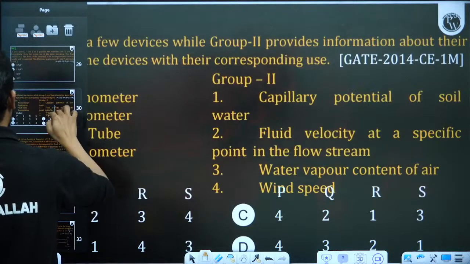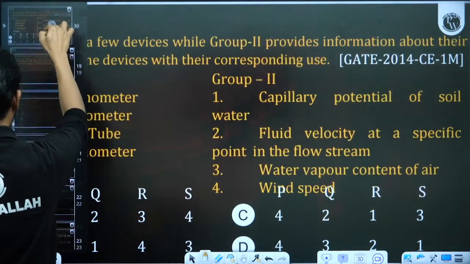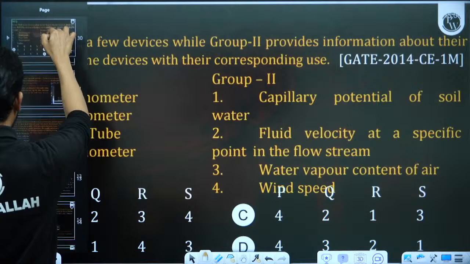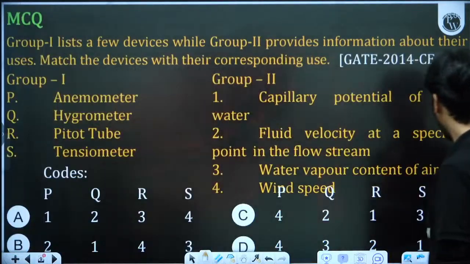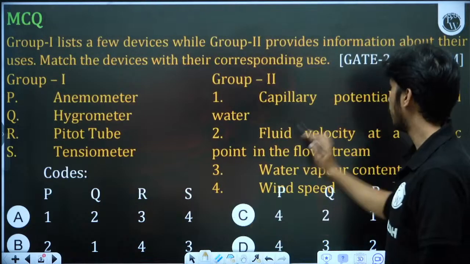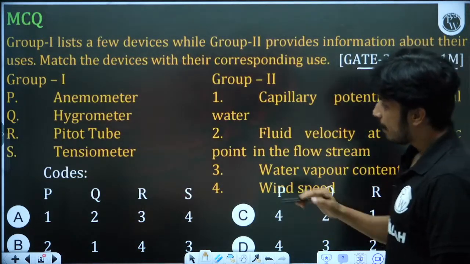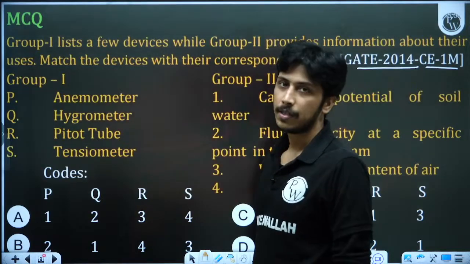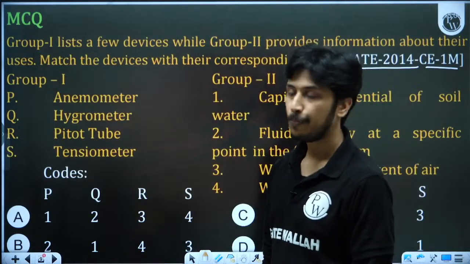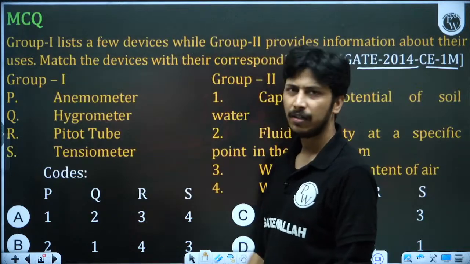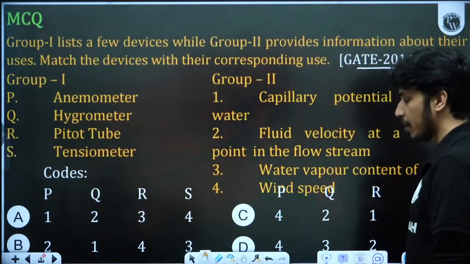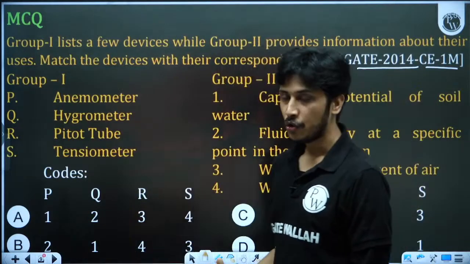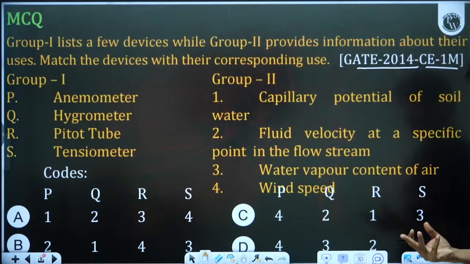This is a very good question because it is a combination of FM and hydrology. This is again match the following. This has been asked, I think, in GATE 2014, for 1 mark. Here anemometer is asked, wind velocity. Hygrometer is also asked, which is a hydrology concept. Pitot tube is again fluid mechanics. Tensiometer is hydrology or irrigation, you can say. So it is a combination of hydrology, irrigation and fluid mechanics. If you know the hygrometer and the tensiometer, then you can easily give the answer.